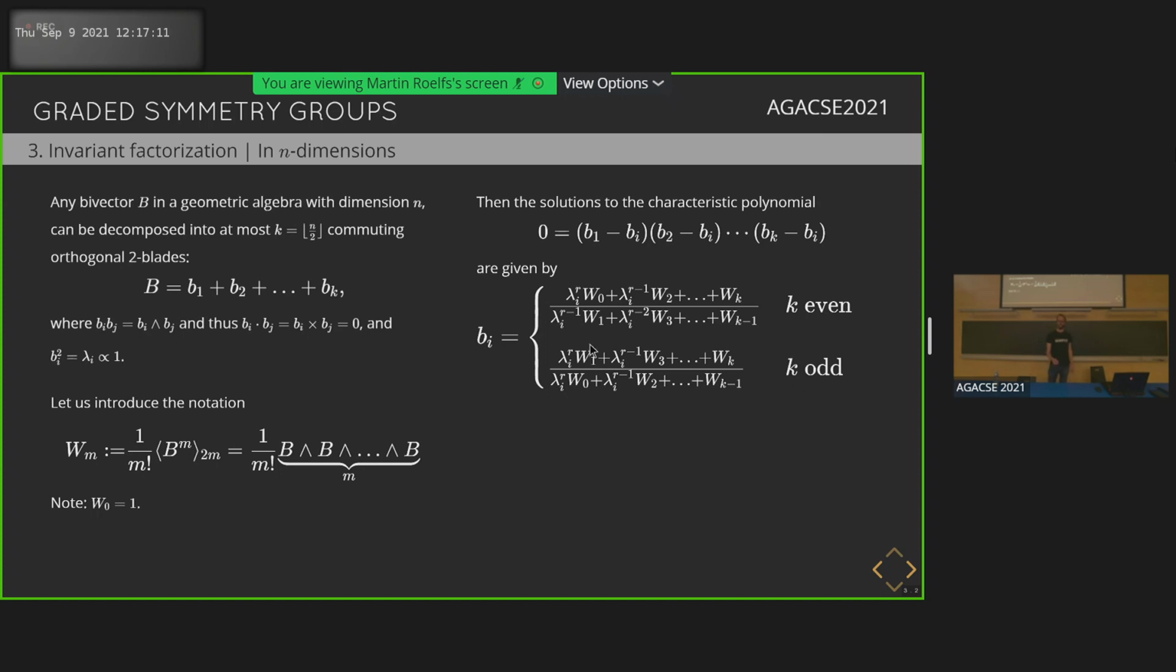But in principle, you can work it out, and the proof and further explanation can be found in the paper. And I should remark that the only reason for this distinction between even and odd is because I also want to include the possibility that lambda I can be zero, as we've seen that it is in pseudo-Euclidean spaces like 3D PGA. If you don't care about that distinction, you can use either one of the two because they can be shown to be the same.